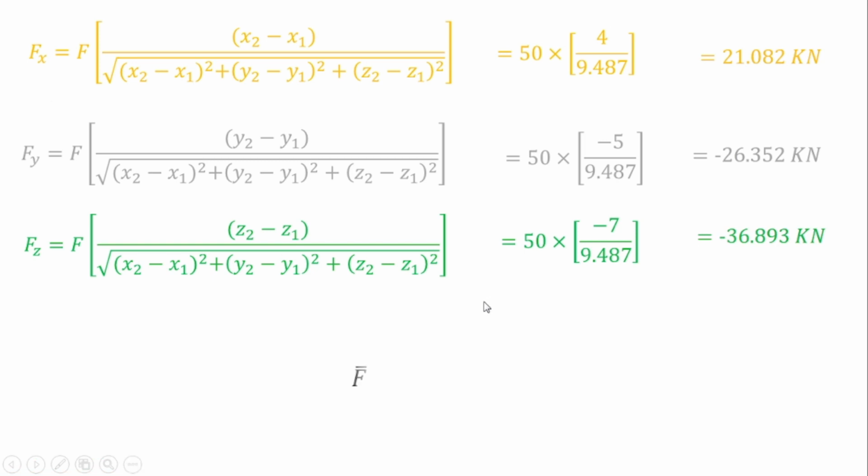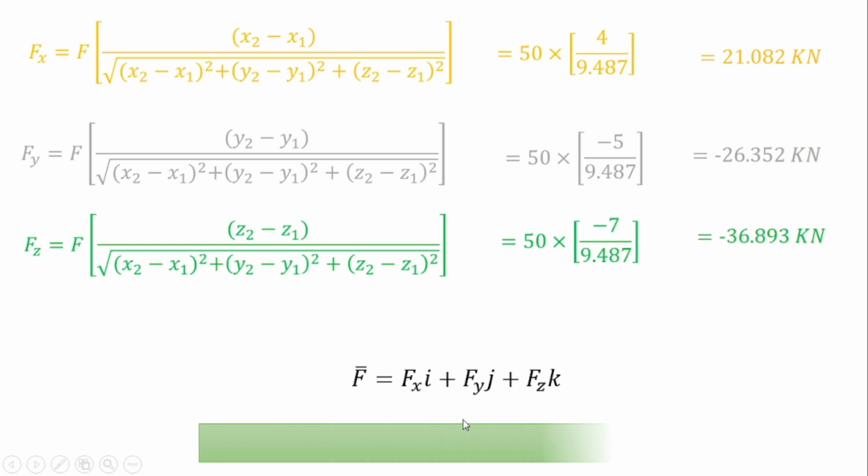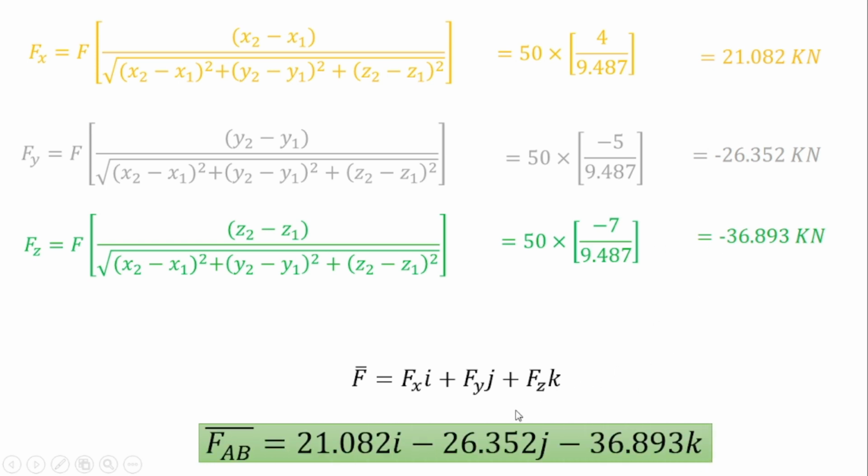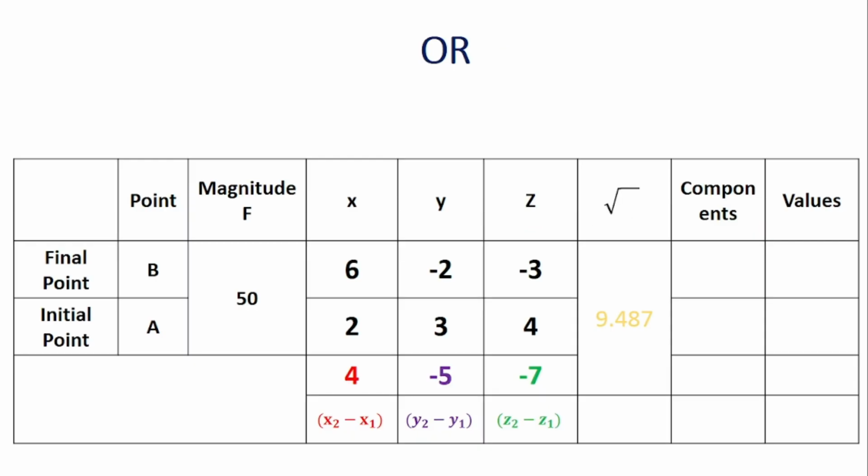Now I will put it in vector format. So F bar is equal to Fx i plus Fy j plus Fz k. The value of Fx is 21.082 kilonewton. The value of Fy is minus 26.352 and the value of Fz is minus 36.893. So this is the vector form of the given force. Now we'll see an alternate method to find the components of the force vector.